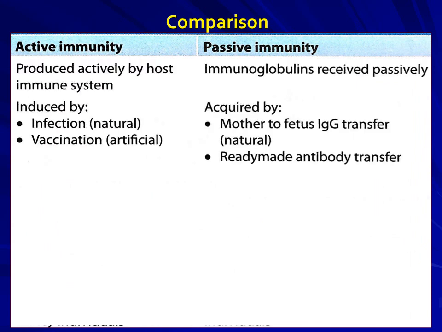Now the comparison between active and passive immunity: in active immunity, antibodies are produced actively by the host immune system, induced either by natural infection or by vaccination. But in passive immunity, immunoglobulins are received passively, acquired from mother to fetus by the natural route, which are of the IgG variety. Sometimes ready-made antibodies are transferred artificially from another host to the person who is suffering from the disease.